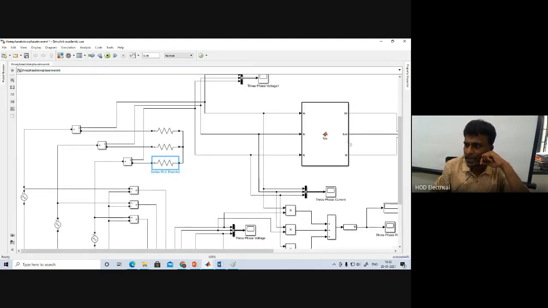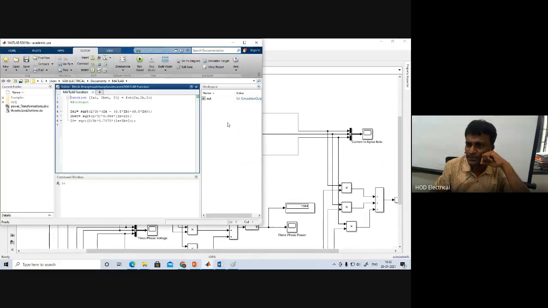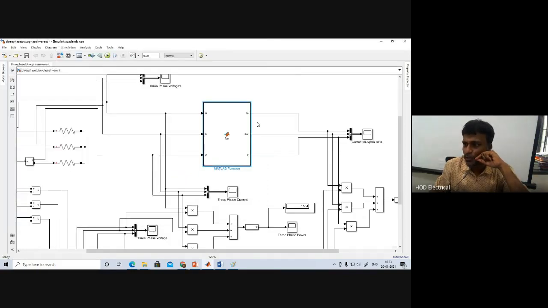Then this current I have converted into alpha, beta and I naught by using this formula. I alpha equal to square root of 2 by 3, the same one, IA minus 0.5 IB minus 0.5 IC. I beta equal to square root of 0.866 into IB minus IC. Then I naught equal to square root of 2 by 3, 0.7072 into IA, IB, IC. Like that, I have chosen this conversion matrix. So output will be I alpha, I beta, I naught.